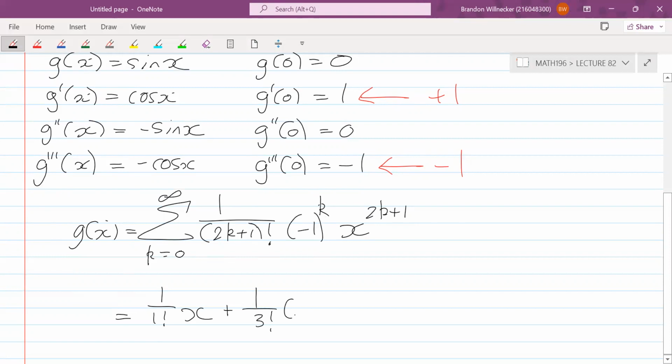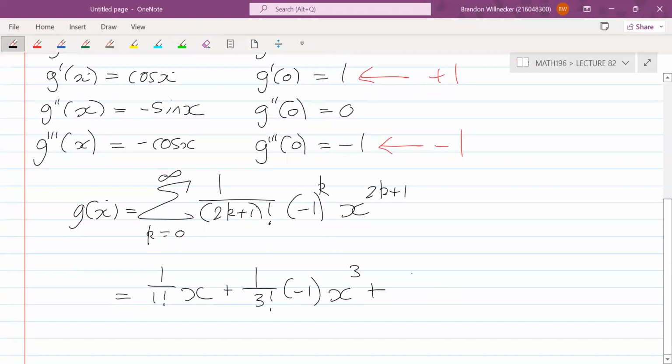Minus 1 to the 1, that's minus 1. And then x to the 3. Okay, and then we can do one more. When k is 2, we're going to have 1 over 5 factorial, minus 1 to the 2, but we can just leave that as plus 1. And then that's going to be x to the 5.